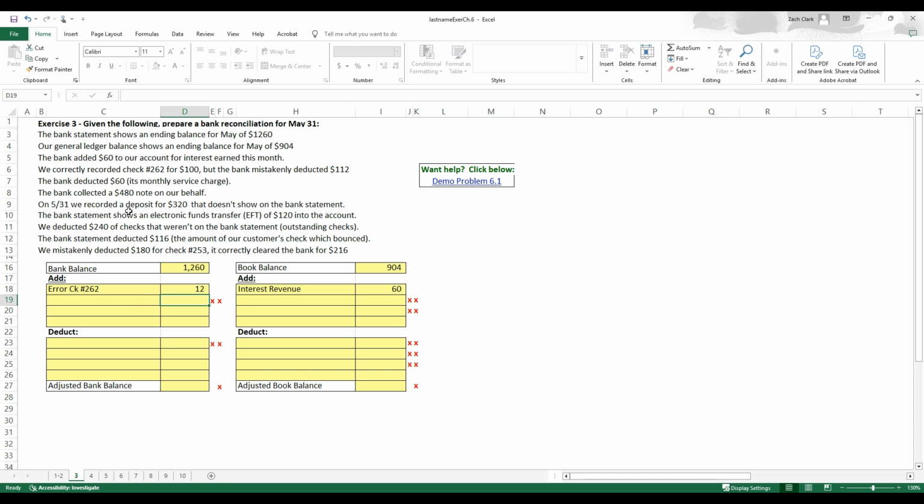Okay, so let's see here. The bank deducted $60. So again, the bank accurately deducted the money, but we didn't have that information in our accounting records until we got our bank statement. So then we can come over here. We need to reduce our book balance for a service charge.